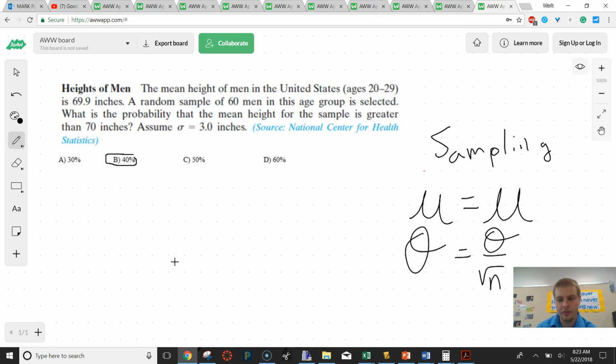If you get stuck with any of these problems, just let me know. They are the harder ones, but you really want to make sure for the final that you're ready to do these problems. And let me know if you need help.